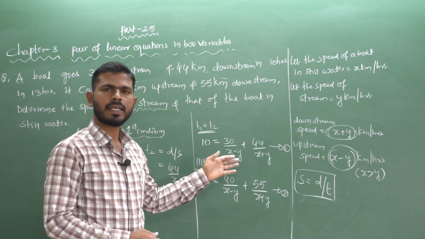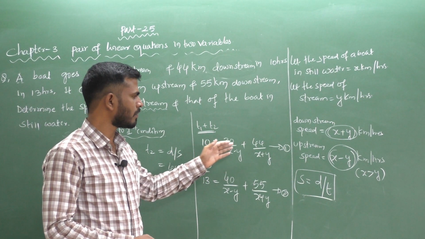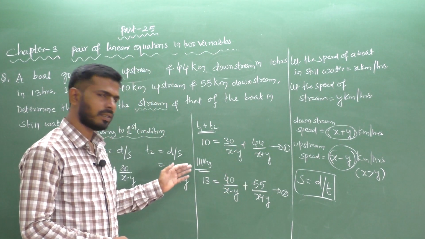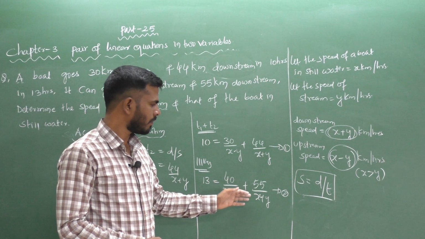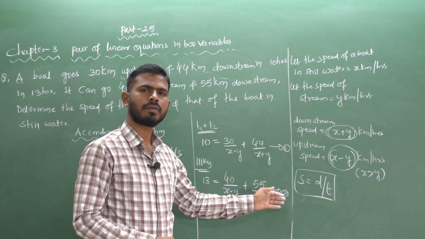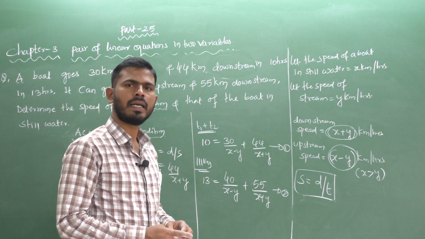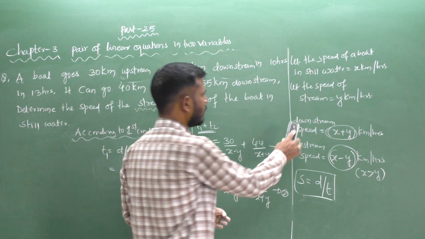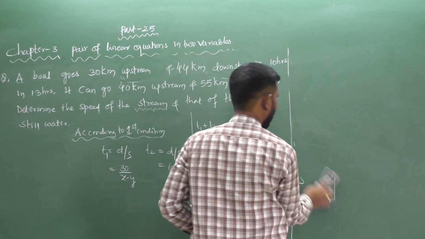Now you can use the reducible method. 10 equal to 30 divided by x minus y plus 44 divided by x plus y. Equation 2 is 13 equal to 40 divided by x minus y plus 55 divided by x plus y. This is equation number 2. Next you have to use the reducible method, which means we will get the x and y values. Let us see how to find the x and y values. You know very well how to solve for x and y.